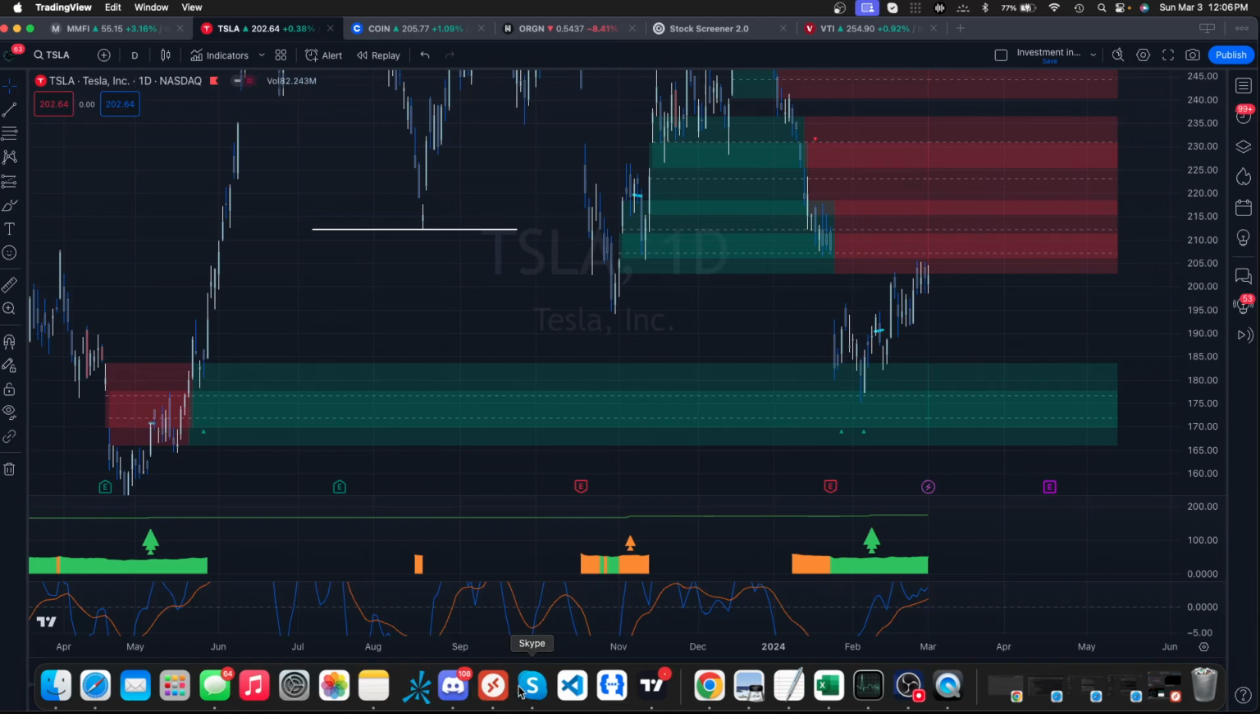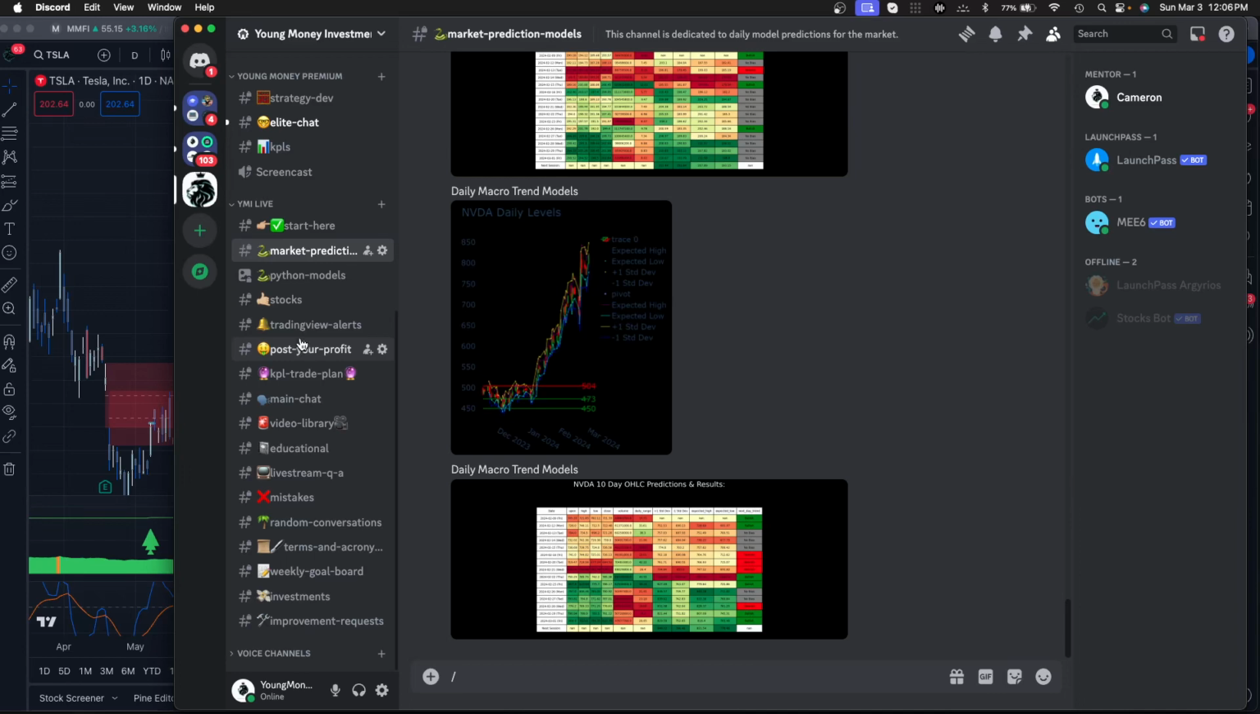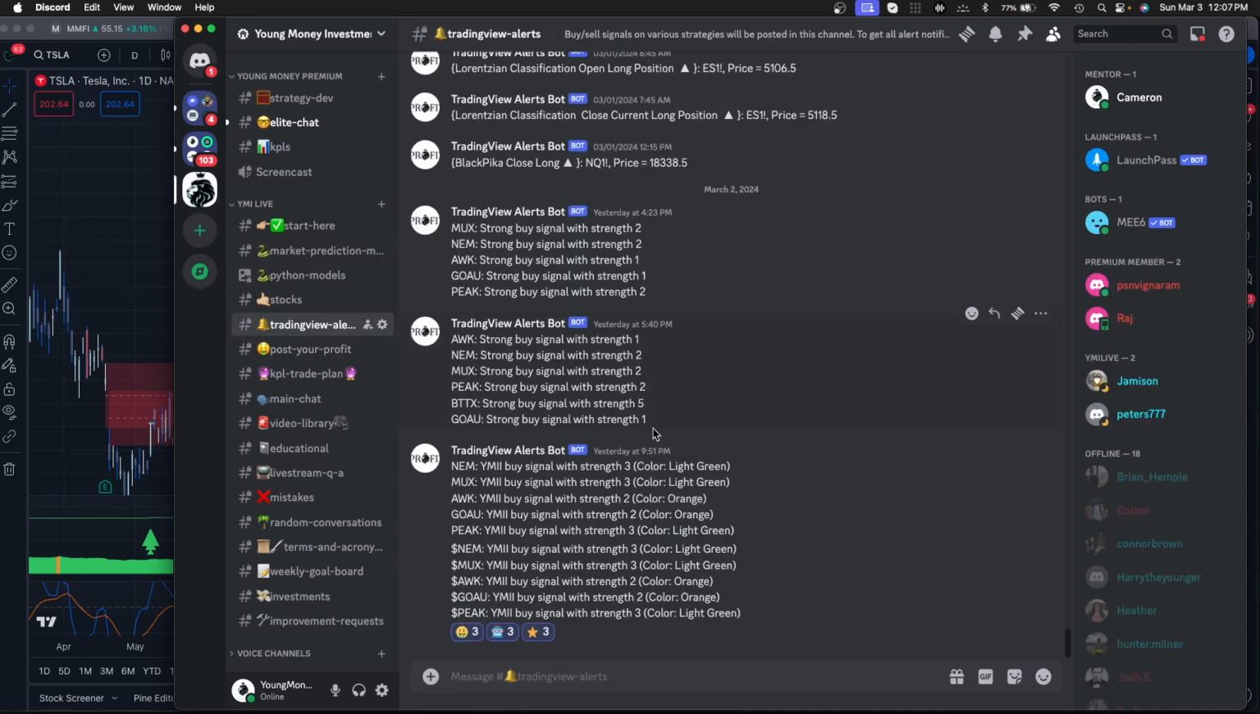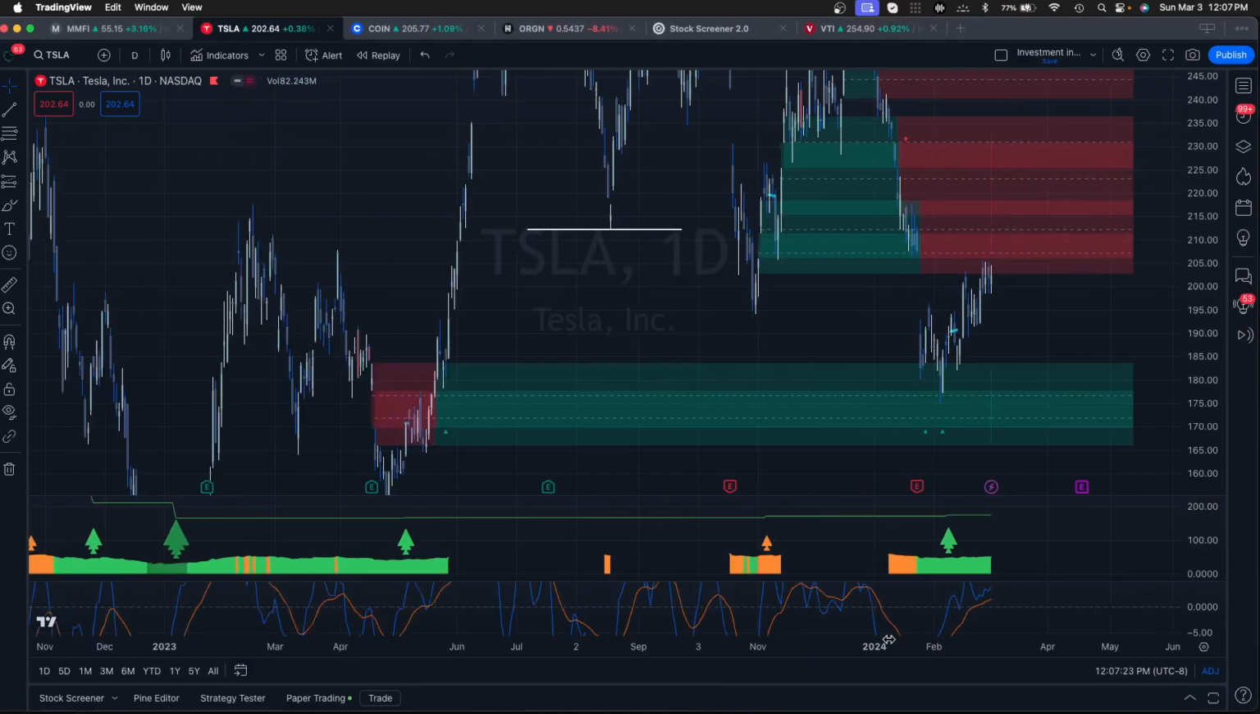What I have done here, and this is what's really cool, is I have incorporated and automated into the TradingView alert section a list of approximately 650 tickers that will scan every day at the end of the day, and it will populate a list of the stocks and ETFs that have a buy signal as well as their strength.